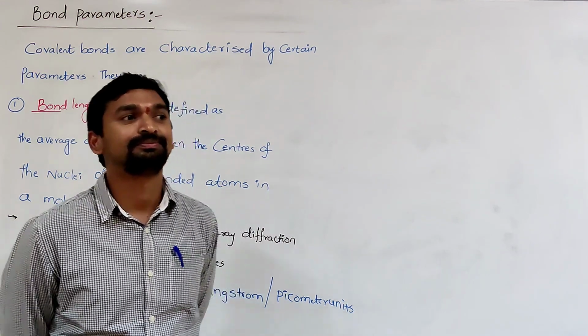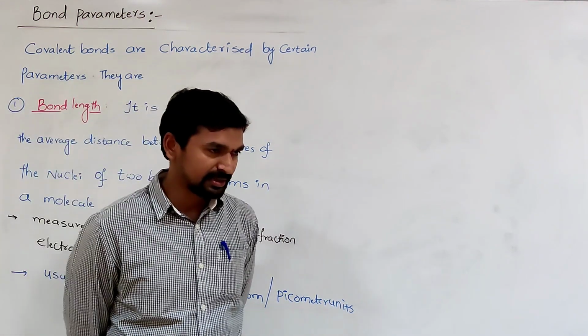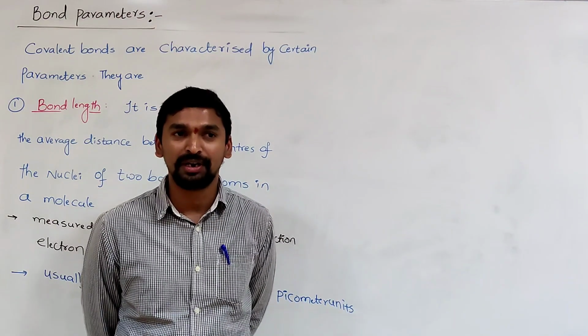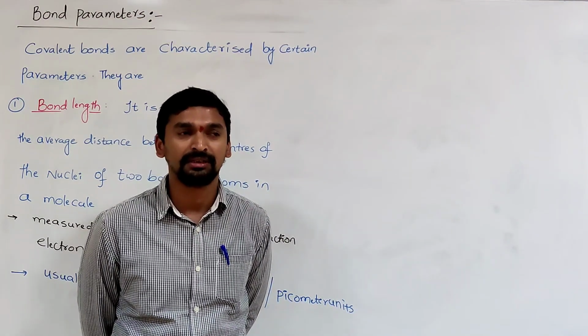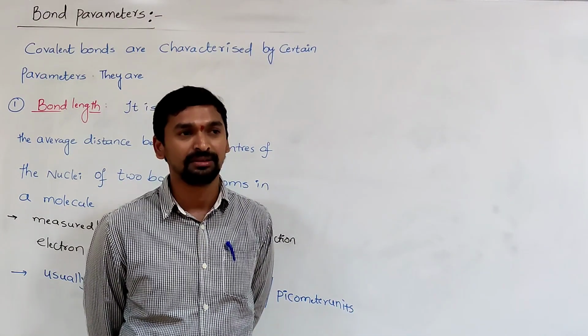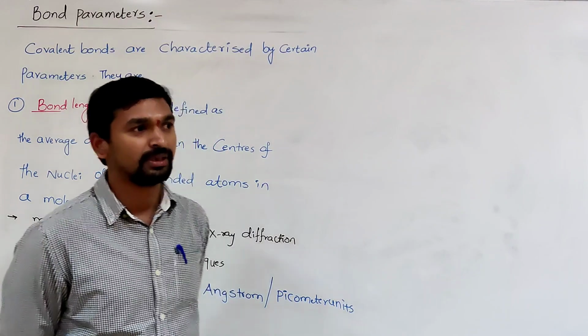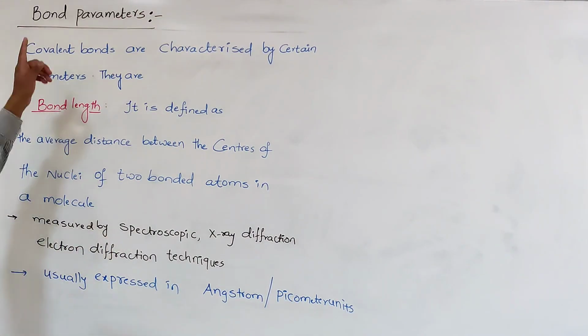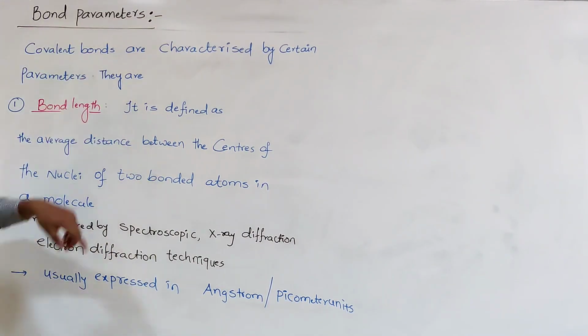Good morning, students. In the last class we discussed the coordinate covalent bond. After that we discussed the main differences between ionic compounds and covalent compounds. Now today's topic is bond parameters.